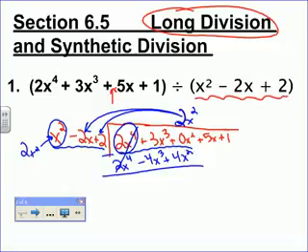Here's where you have to be a little bit careful. 3 minus negative 4 is going to be 7x to the third. And then 0 minus 4. That's why it's important to put in a 0 if one of the terms is missing. Plus 5x plus 1. Now we can only do 3 terms at a time, so we're just going to bring down the 5x.